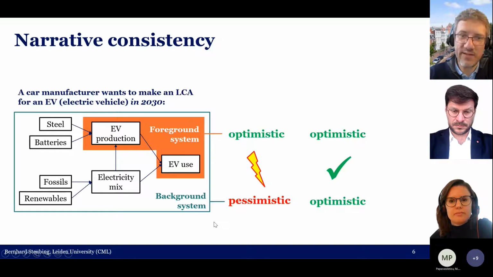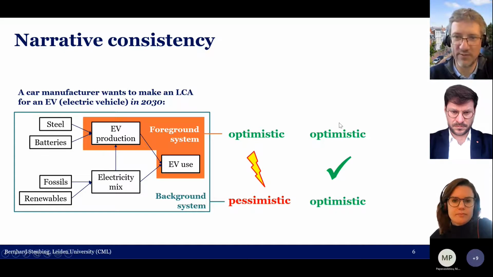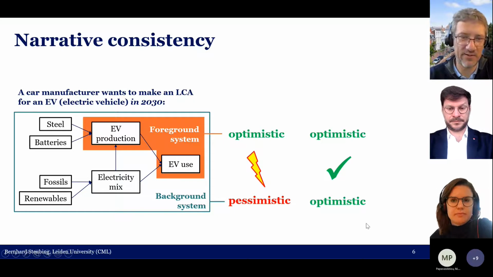Now, a few things that the car manufacturer or the LCA practitioner should watch out for. One is that he should have narrative consistency. So if he develops a very optimistic scenario for the foreground system and a very pessimistic one for the background, that may not fit together. So something like this may be better.